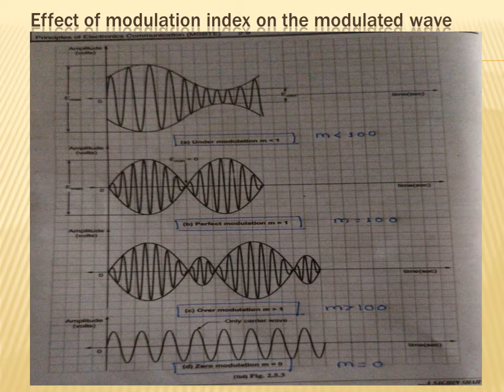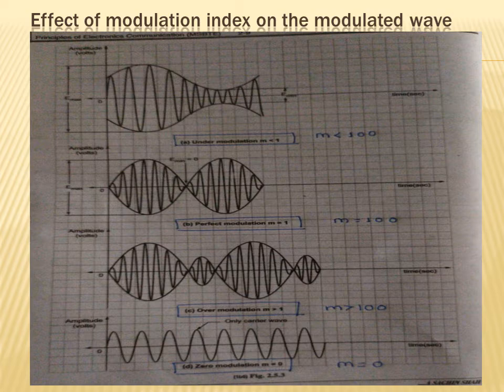When EM, the amplitude of the modulating signal, is greater than the amplitude of the carrier signal, the envelope of AM is not exactly the same as the modulating signal. So we get the waveform shown in figure number 3. Again distortion takes place, and this type of modulation is also called over modulation.